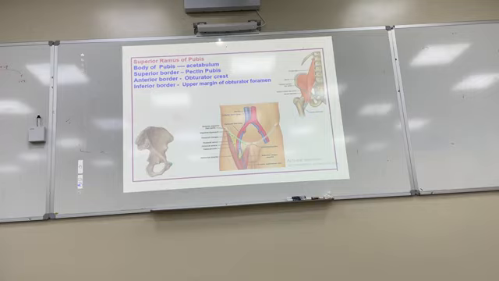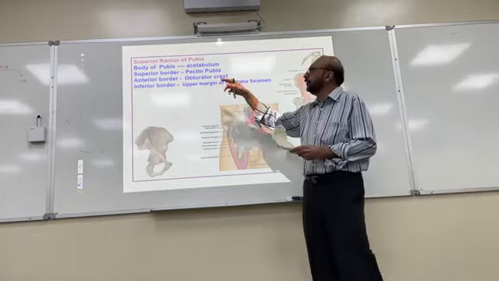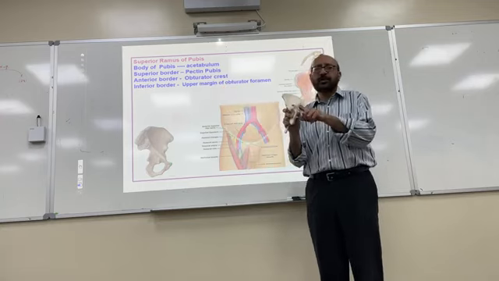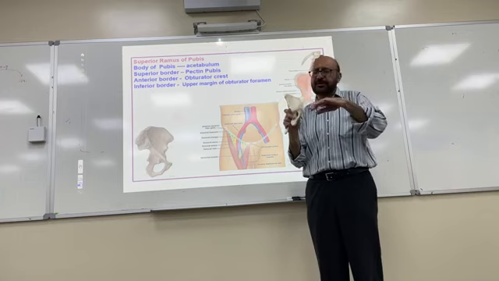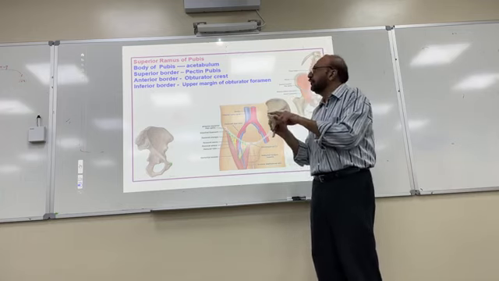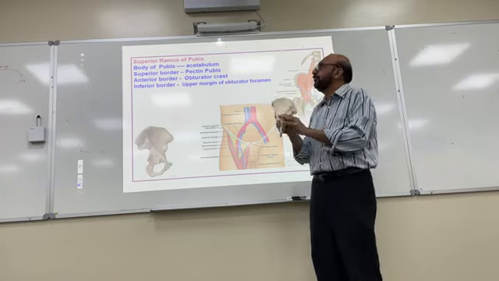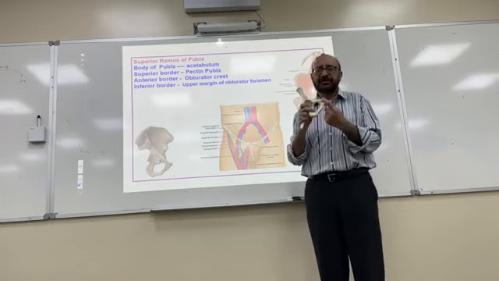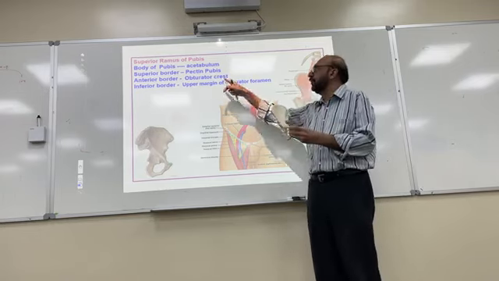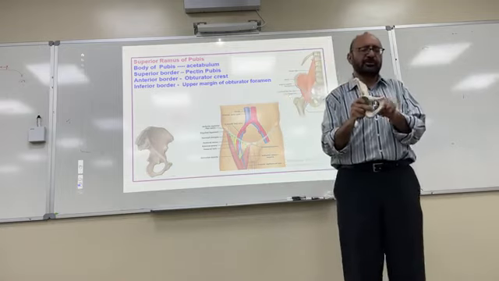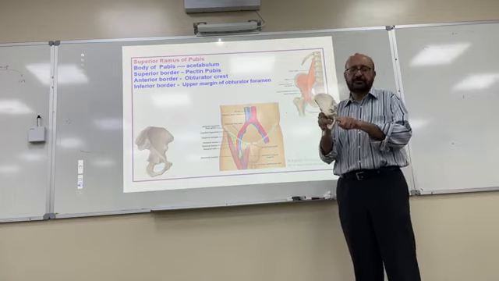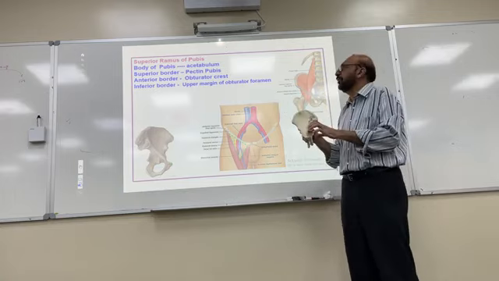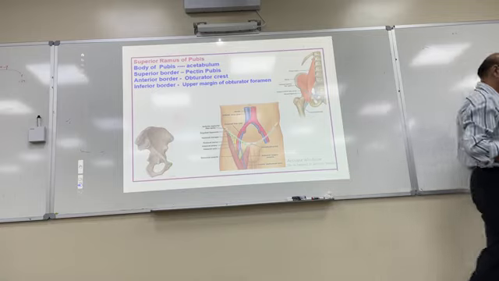Then we have the superior ramus of pubis. Here, body of the acetabulum. Okay, it has a superior border. When I finish, I can demonstrate it to you separately. Here we have the superior border. The other name is pecten pubis. We have the anterior border. The other name is obturator crest. So superior border, anterior border, and inferior border here, making the obturator foramen.